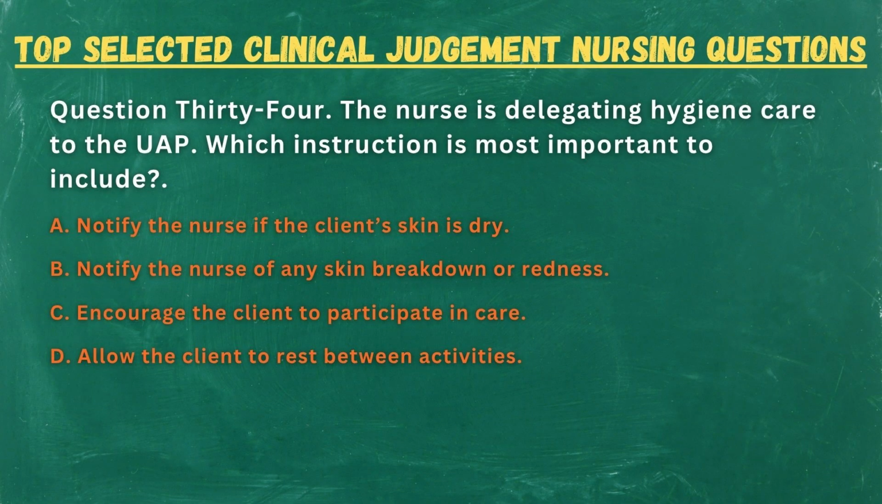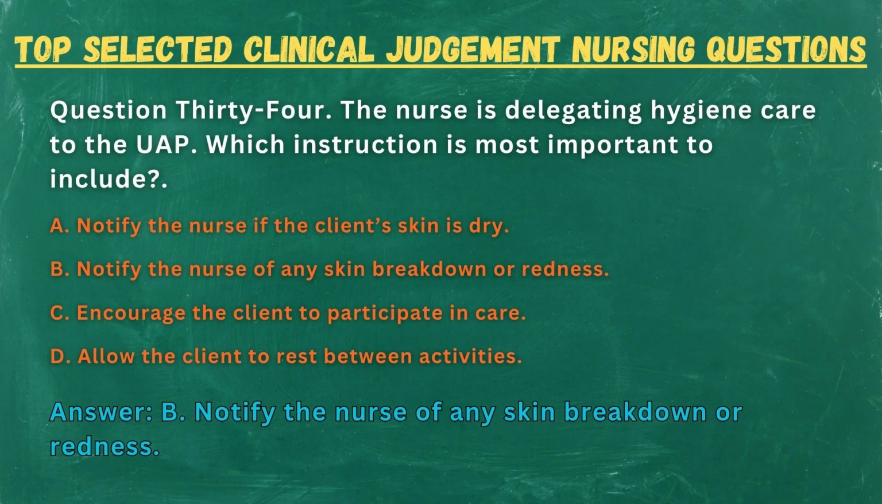Question 34. The nurse is delegating hygiene care to the UAP. Which instruction is most important to include? A. Notify the nurse if the client's skin is dry. B. Notify the nurse of any skin breakdown or redness. C. Encourage the client to participate in care. D. Allow the client to rest between activities. Answer: B. Notify the nurse of any skin breakdown or redness.